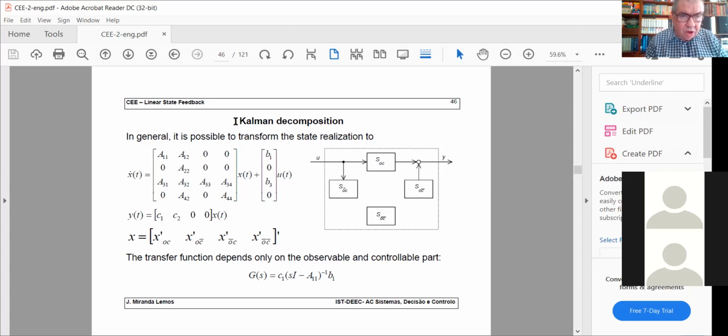Okay, this is the so-called Kalman decomposition. We are not going to use this much, or probably at all, but it's interesting to make this remark.